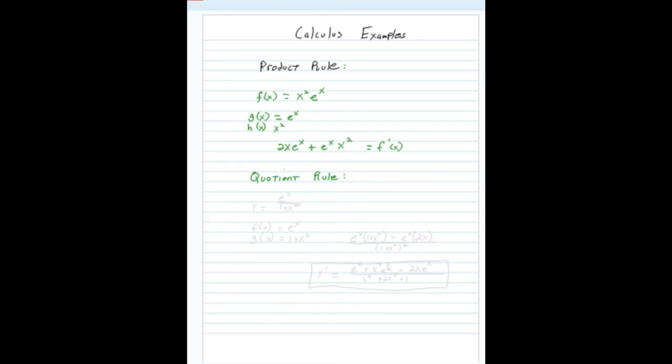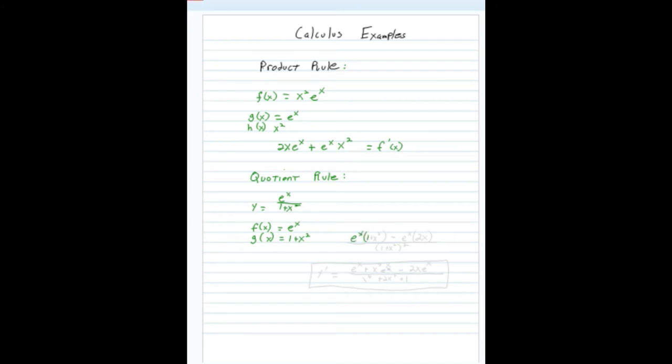So we have y equals e to the x over 1 plus x squared. Okay, so the first thing that we want to do is identify what our two functions are. So we'll call f of x e to the x, and we'll call g of x 1 plus x squared, and we'll work with that. Okay, so with the quotient rule, we're going to take the derivative of the first function times the second function. The derivative of e to the x is e to the x. The second function is 1 plus x squared.